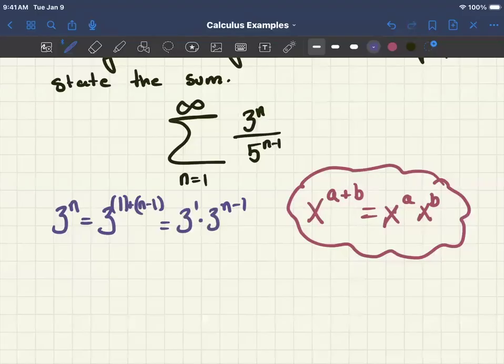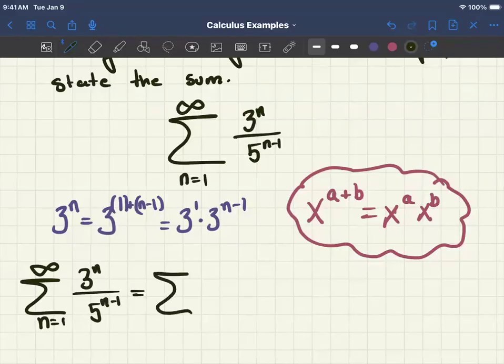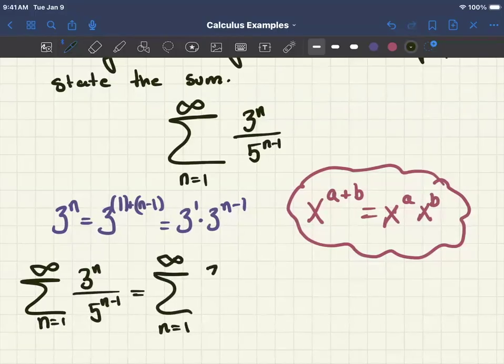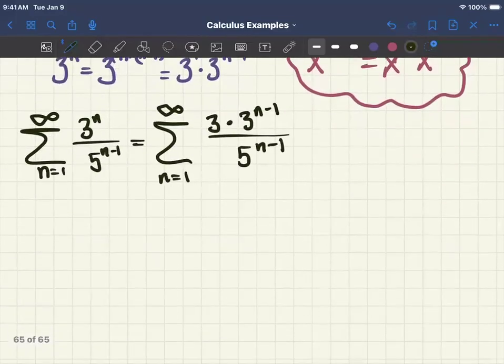All right, so we are going to start off with our sum, n is equal to 1 to infinity of 3 to the n over 5 to the n minus 1. And let's use our handy dandy tool here. We're going to write this as 3 times 3 to the n minus 1 over 5 to the n minus 1. Let's rewrite this again.